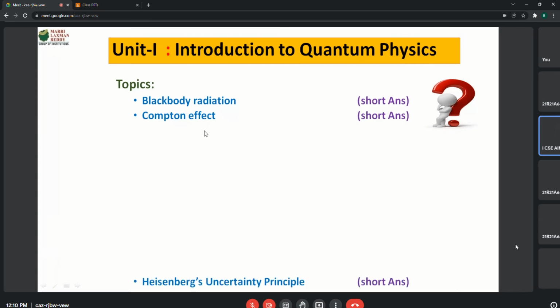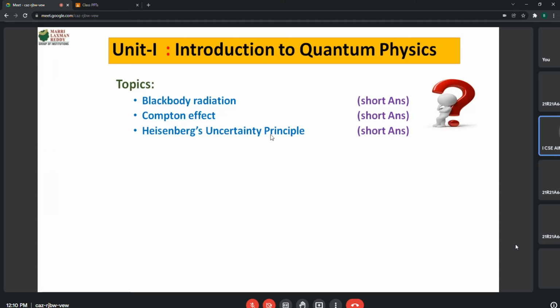Okay. Next, third one is Heisenberg uncertainty principle. In the first unit, these are all the topics actually. In the first slide I have shown all the topics in sequence. But in this second slide, only what the short answers are and what the long answers are, that I'm going to tell here. Okay. So Heisenberg uncertainty principle comes under the short answer question only. It has never been given as a long answer question. You have to write the statement, the equation, and some more important points about the Heisenberg uncertainty principle. So it cannot be expected as a long answer question.